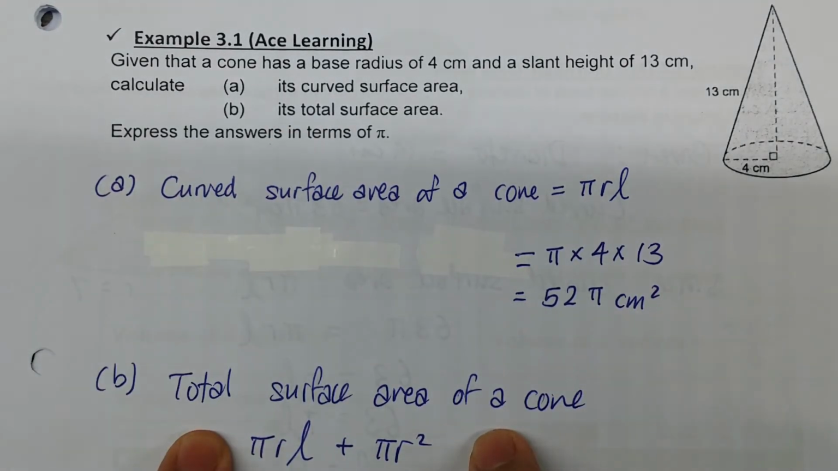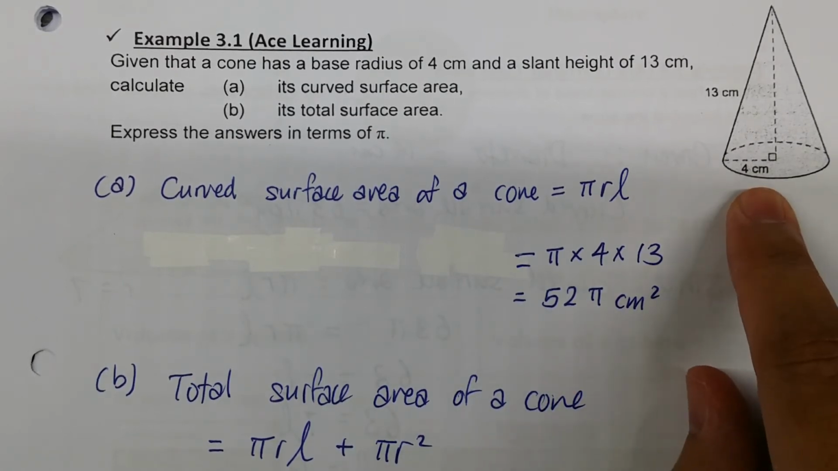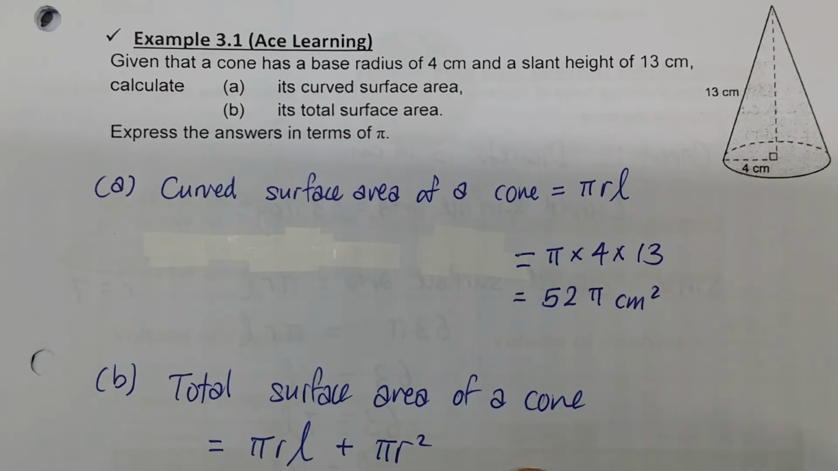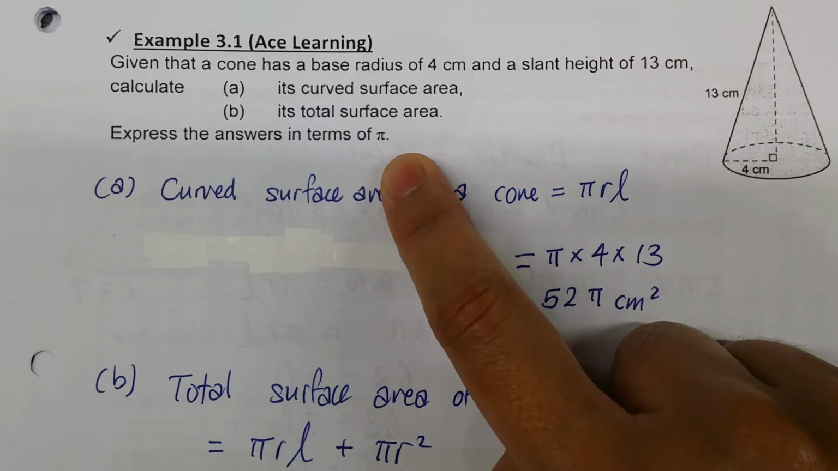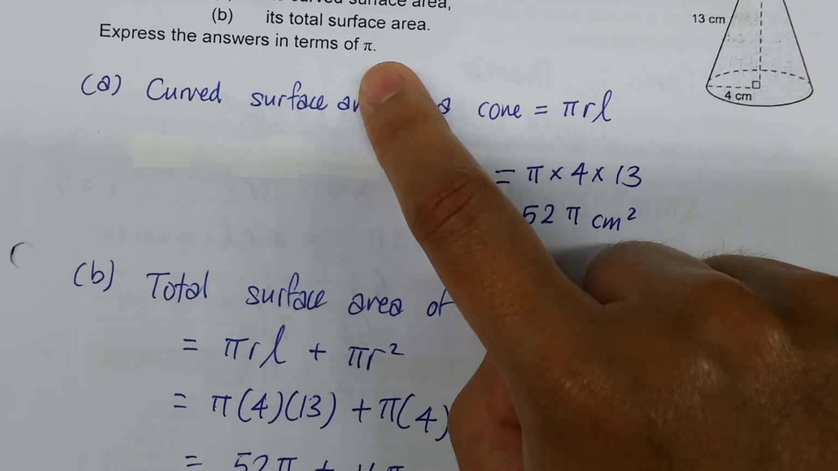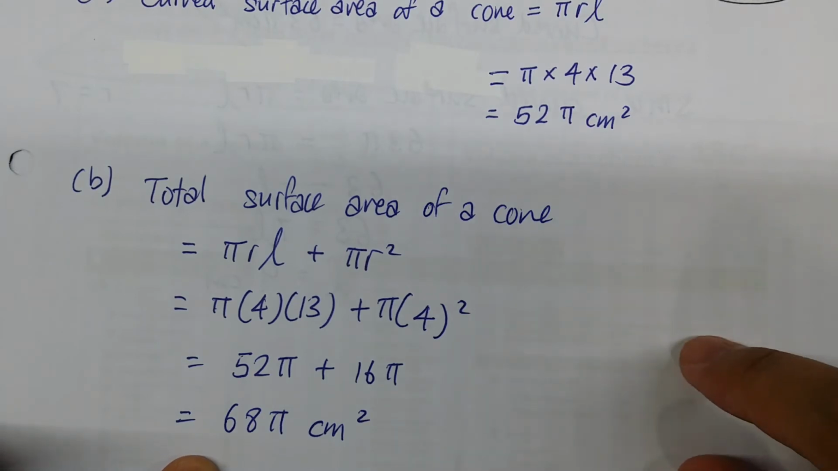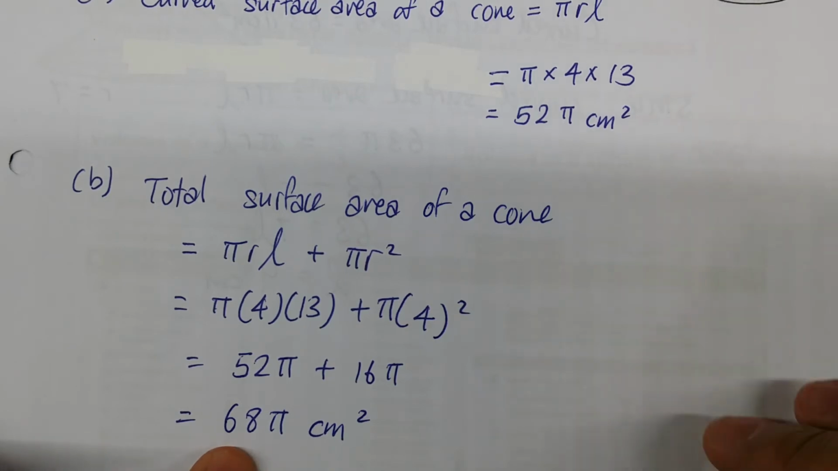Total surface area. Total surface area of a cone is pi RL plus pi R square. Previous answer is 52 pi. Just write down pi R square. The radius, if you take a look, is 4 cm. Sub in 4. 4 square becomes 16, so 16 pi. 52 pi plus 16 pi is 68 pi cm square. Answers leave in pi. Oh, sorry, I'm pointing, but you cannot see. Okay. 68 pi cm square is the answer.